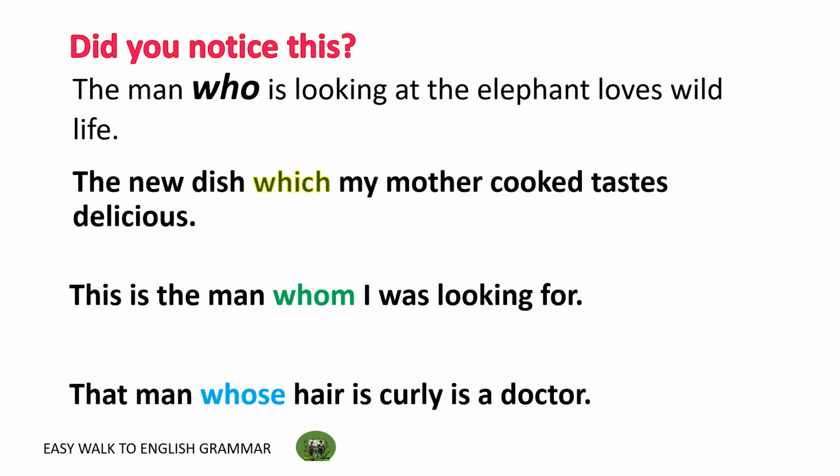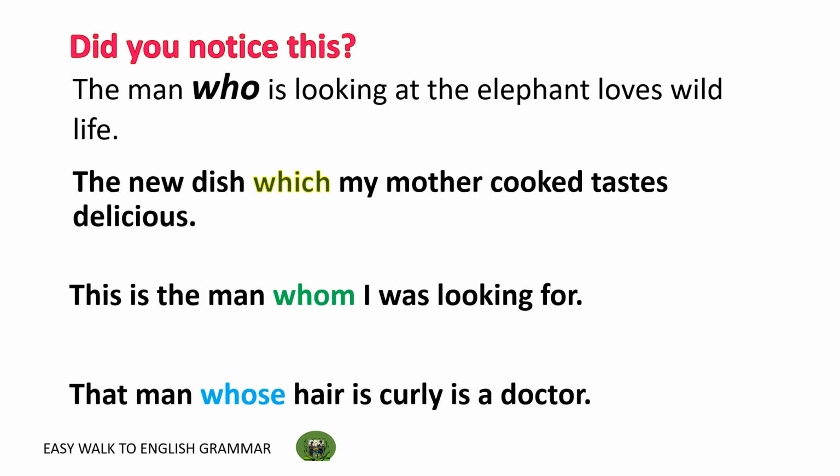In the third sentence, this is the man whom I was looking for. Whom is placed immediately after the man. In the fourth and last sentence, whose is placed immediately after that man, in the sentence, that man whose hair is curly is a doctor. I hope you understood what I am speaking about.